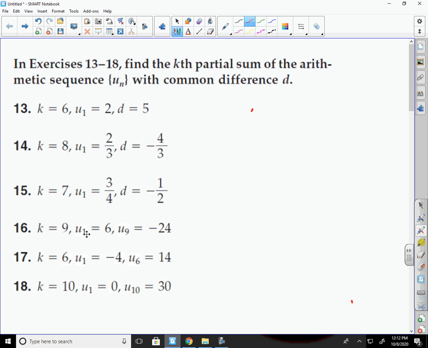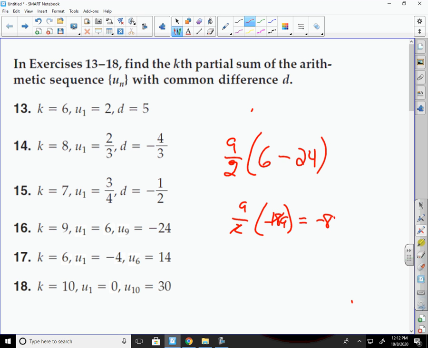Number 16, we got k equals 9. So it's 9 over 2. And then it tells us u sub 1 equals 6 and u sub 9 equals 24. We'll do 6 plus negative 24. That's 6 minus 24. Gives us negative 18. 9 over 2 times negative 18. These I can simplify. I get 9 times negative 9, which is negative 81.